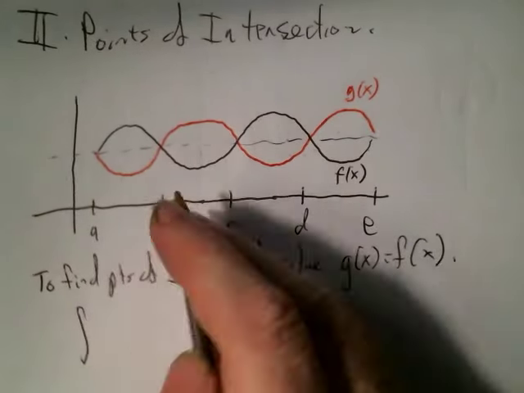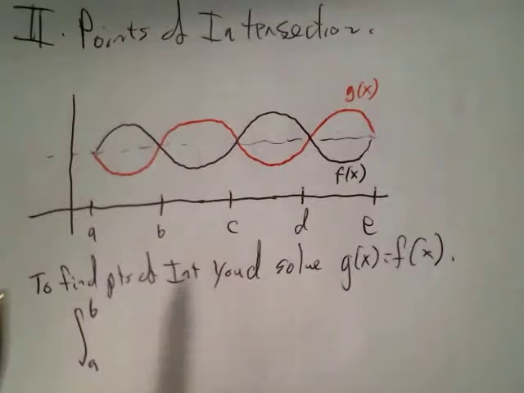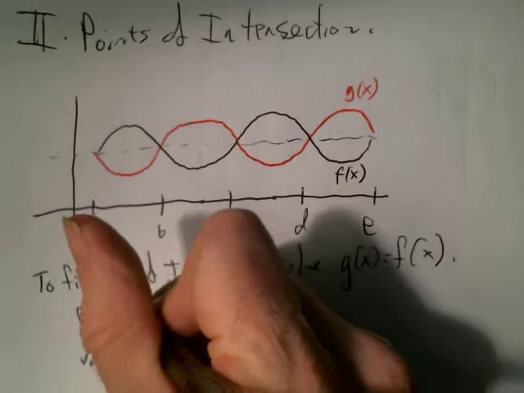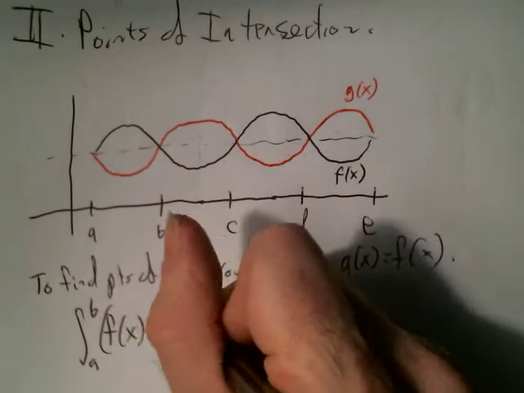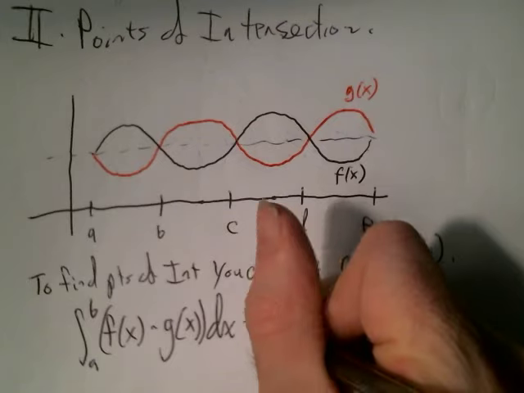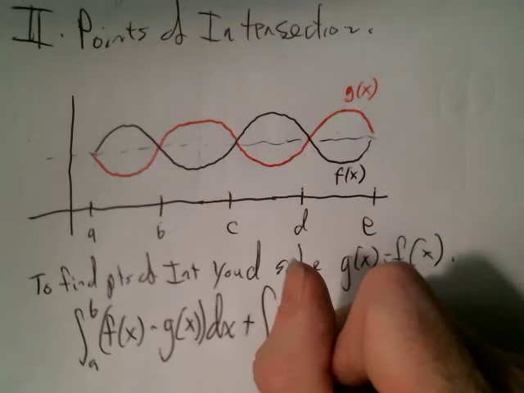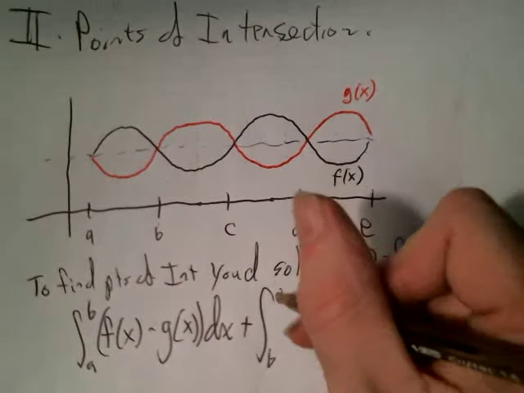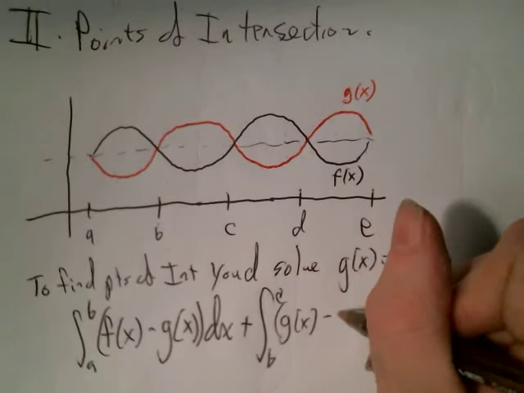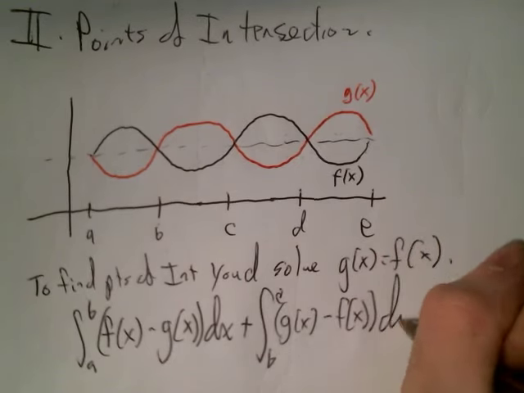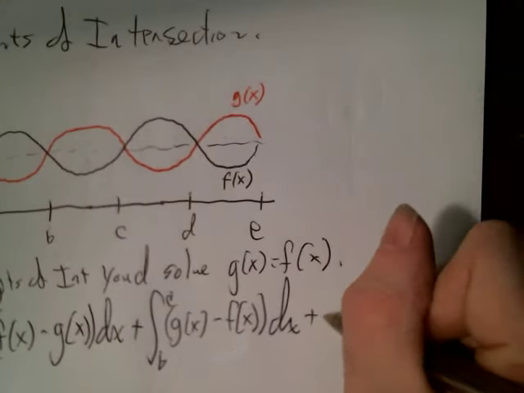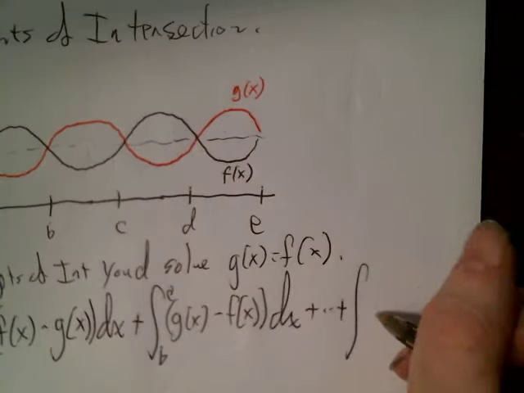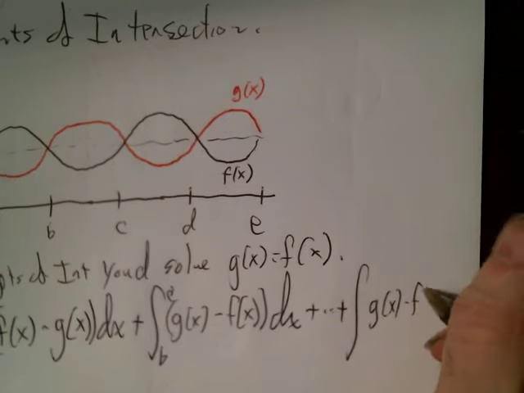So first I'm going from A to B, and in that case, the guy on top is the black guy, f of x, and the guy on the bottom is g of x. So it would go f of x minus g of x dx, plus the integral from b to c. And you have to use a different integral because now g of x, the red guy, is on top, right? So it would be g of x minus f of x dx. And then that would carry on, dot, dot, dot, plus your last integral, where g of x is on top and f of x is on the bottom.